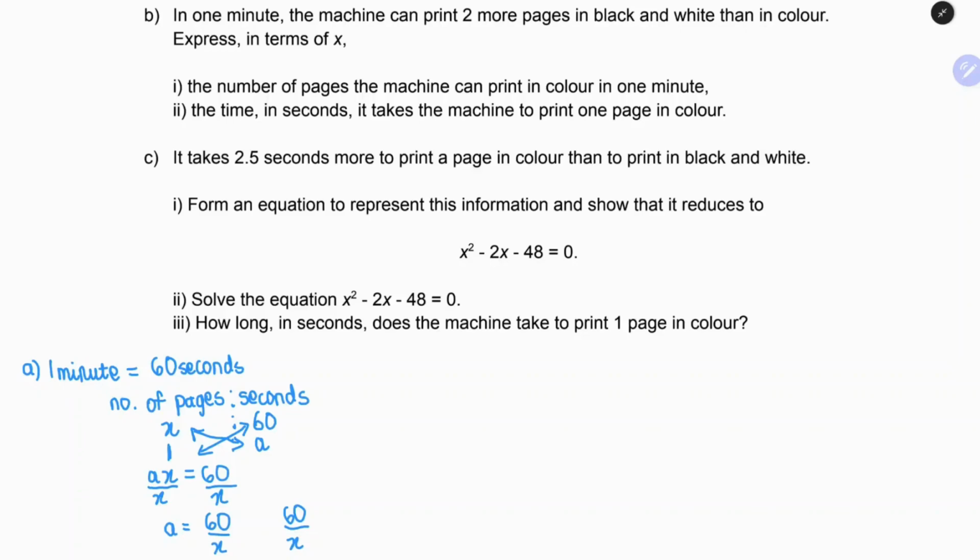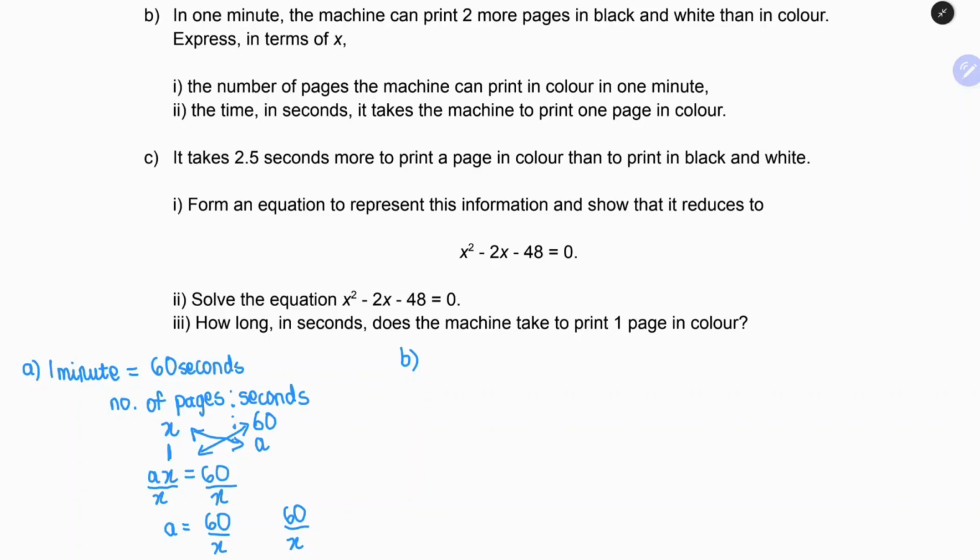But remember, paper 3 is also a timed paper, so you have 2 hours 30 minutes to do 14 questions. So remember that if you are going to be doing this, you need to be quick. But it's a 1 mark question again, so you might as well just go directly to the answer. So let's go on to question B now. It says, in 1 minute, the machine can print 2 more pages in black and white than in color. So express in terms of X the number of pages the machine can print in color in 1 minute.